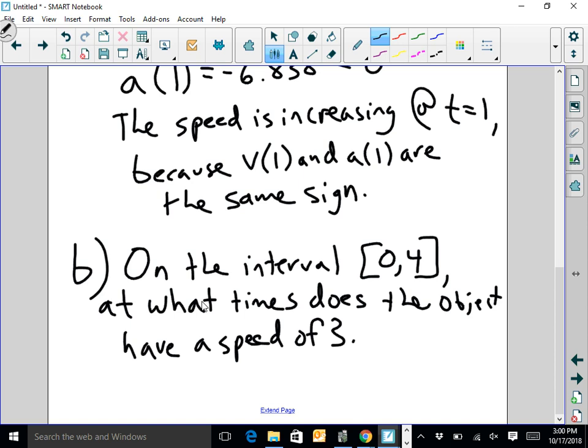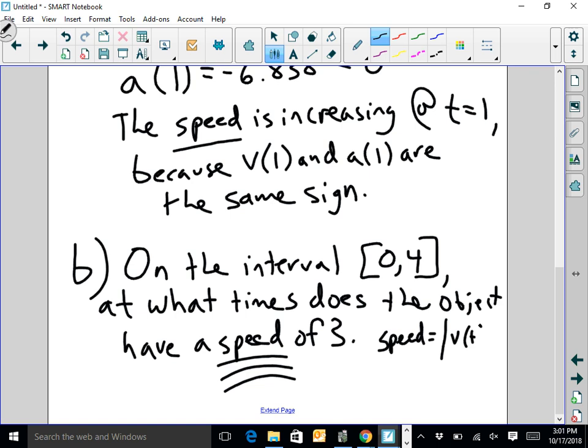The word that really needs to jump off the page at you here is speed. Be very careful. Just like up here we needed to be careful when we saw speed in part A, we need to be very careful with speed in part B. A speed of 3 and a velocity of 3 are not the same thing. Remember, speed is the absolute value of velocity.